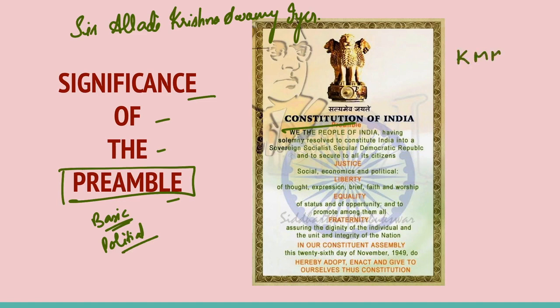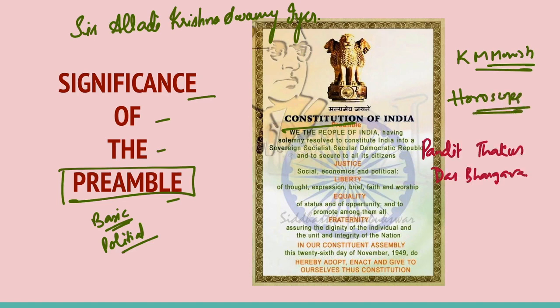The preamble to our Constitution expresses what he had thought or dreamt for so long. According to K.M. Munshi, a member of the drafting committee of the Constituent Assembly, the preamble is the horoscope of a sovereign democratic republic. And Pandit Thakur Das Bhargava, another member of the Constituent Assembly, summed up the importance of the preamble: the preamble is the most precious part of the Constitution and it is the soul of the Constitution.